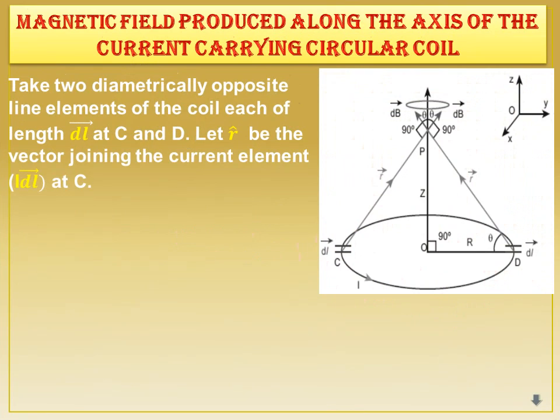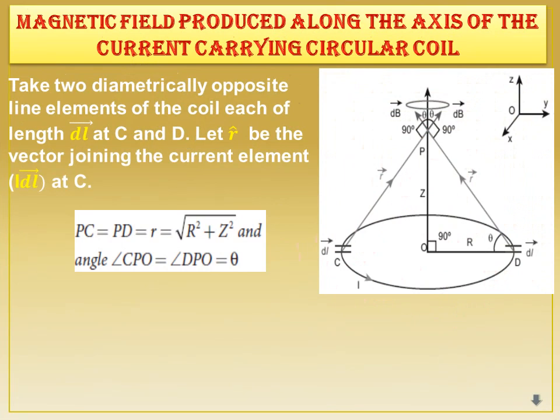Take two diametrically opposite line elements at C and D. Let r be the vector joining the current element I dl at C. Therefore, PC is equal to PD, which is equal to r. Both PC and PD are equal to r. Therefore, r is equal to R square plus Z square.